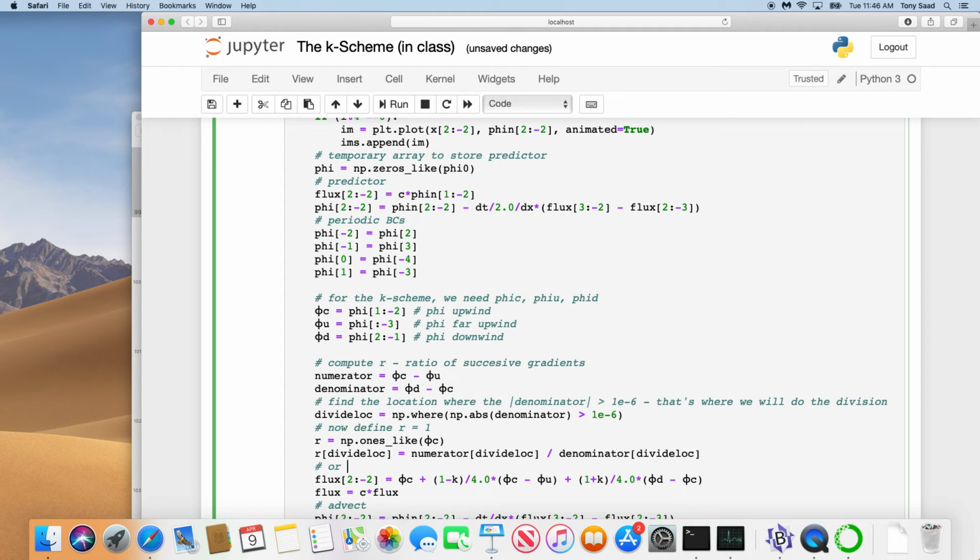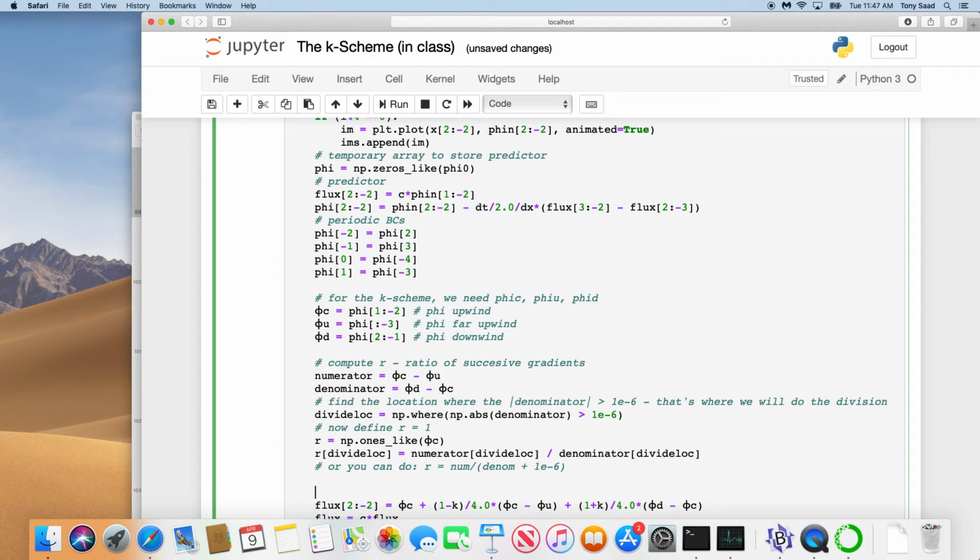Or you can do R is equal to numerator over denominator plus 1e to the minus 6. Okay? You can do that, because if the denominator is 0, it's going to give you a NaN. It's not going to compute. This is an alternative way. Or you can do this. Yeah, it's another way.